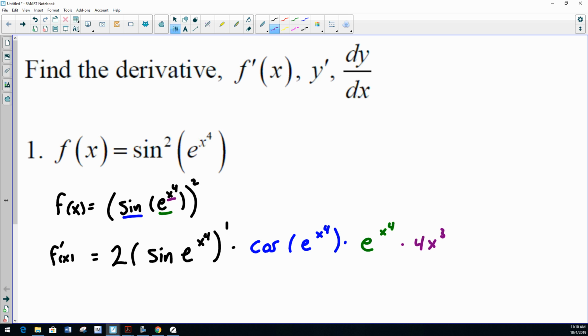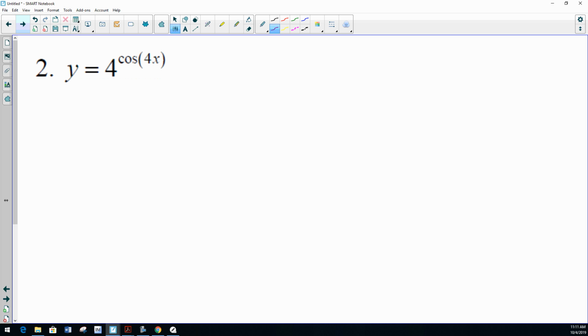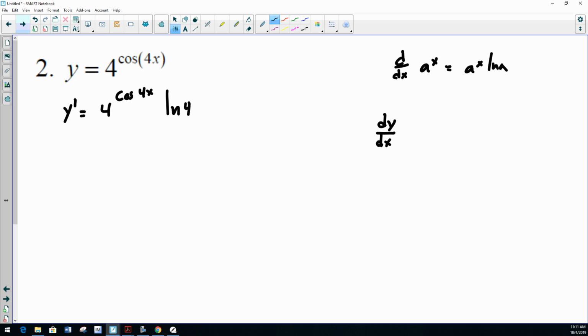Okay, number 2. This one is dependent on this formula. So here we go. Y prime, you could also call it dy dx, equals 4 to the cosine 4x, ln 4, times the chain rule in blue. The derivative of cosine is negative sine 4x, and you do need parentheses, times the chain rule of this, which is 4.